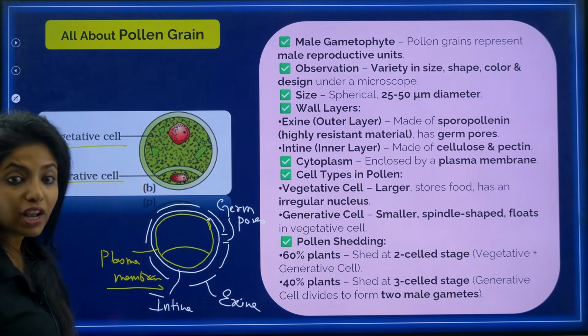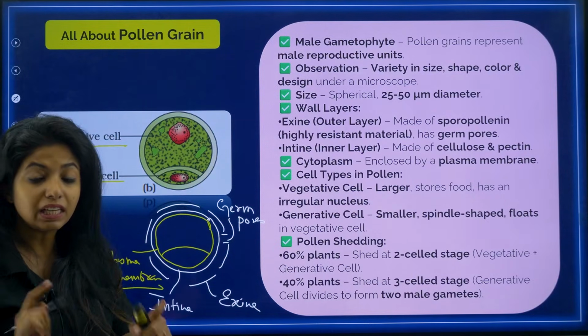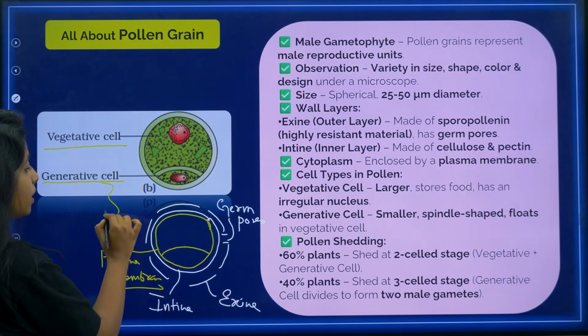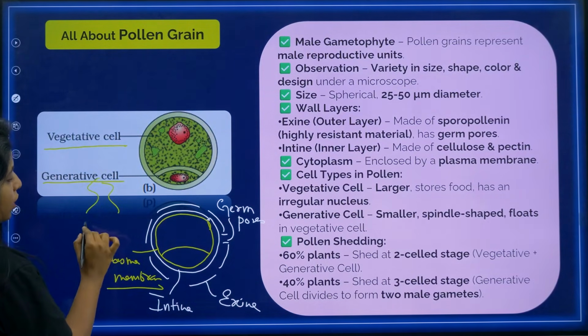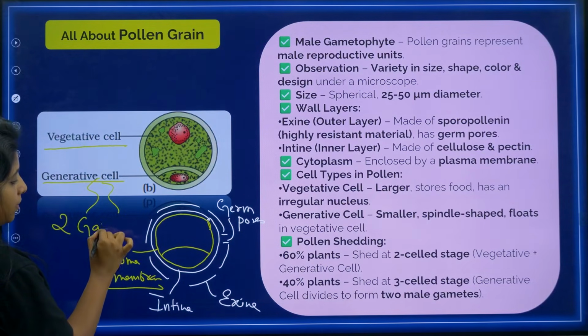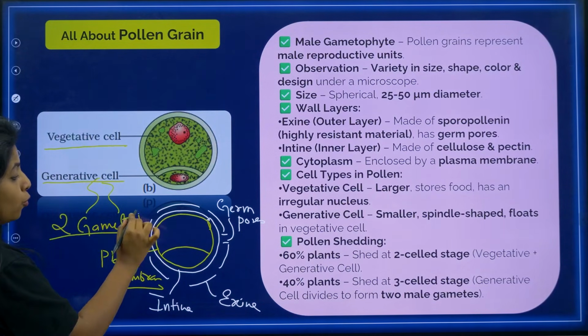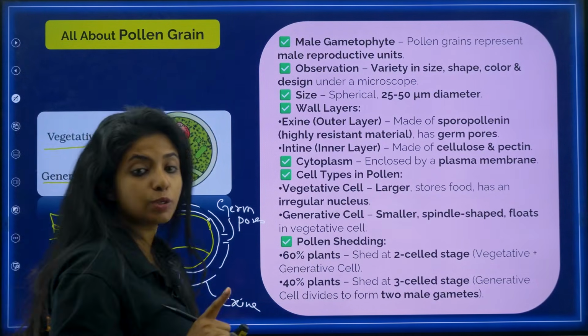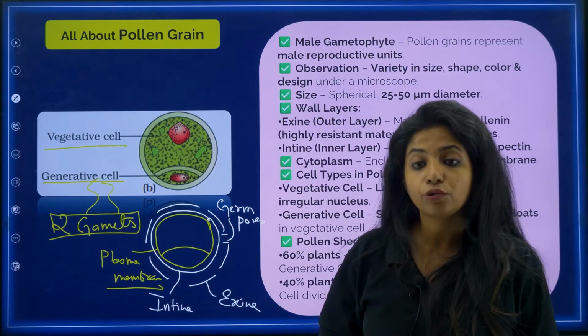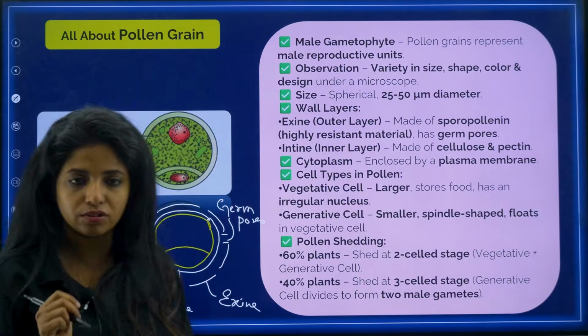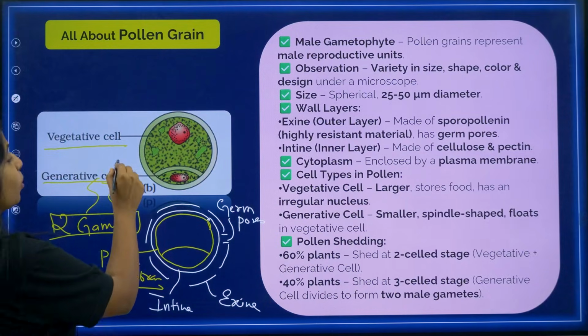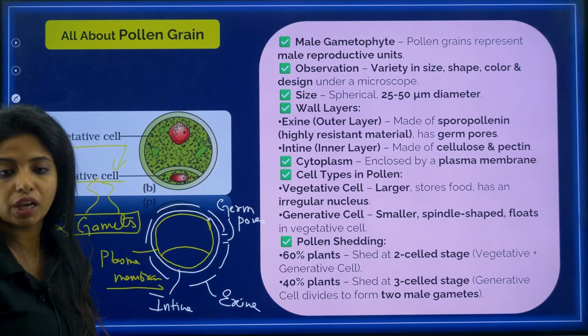This is what? Generative cell, my dear children. This generative cell later will be undergoing division to give rise to two gametes. It gives rise to what? Two male gametes. So each pollen grain, my dear children, has the capacity to produce two male gametes from the generative cell. What does the vegetative cell do? It provides nourishment to the generative cell over here.